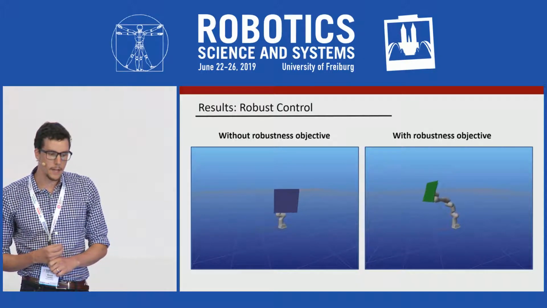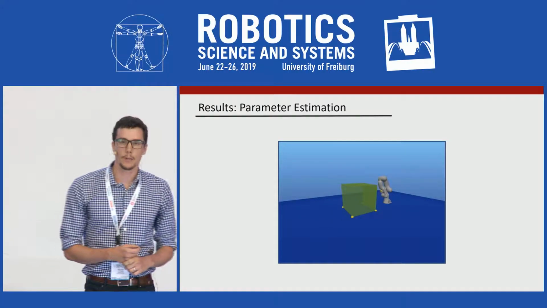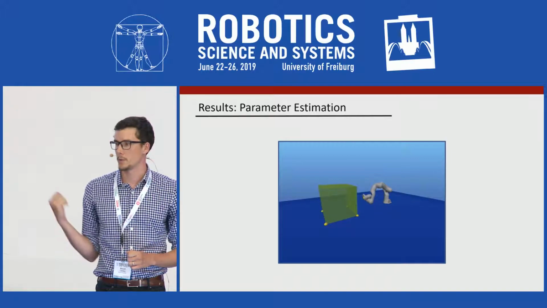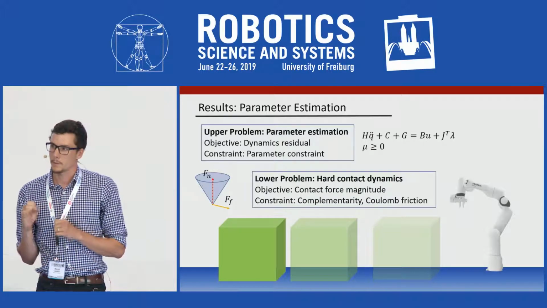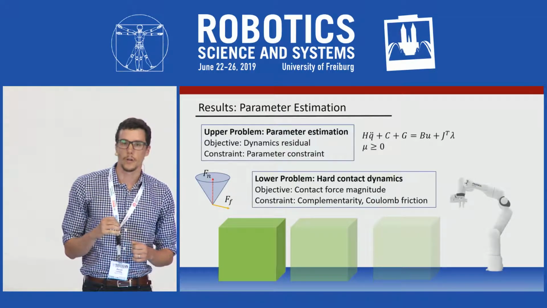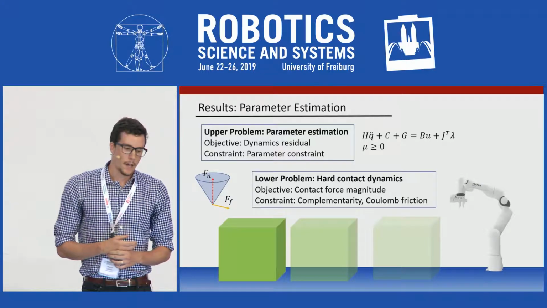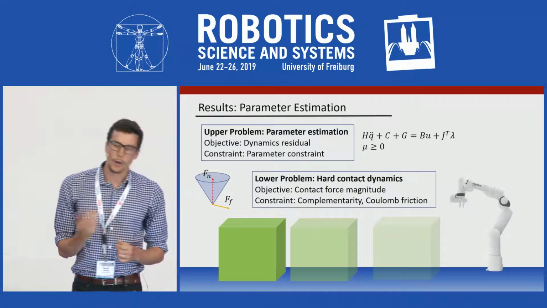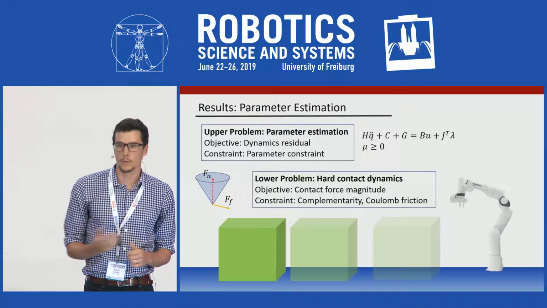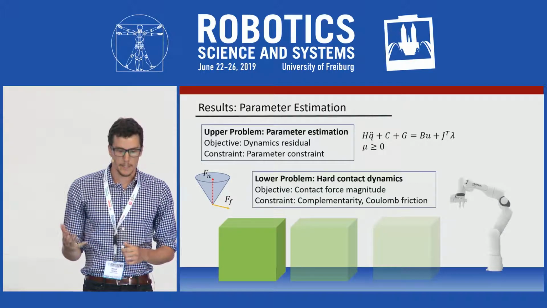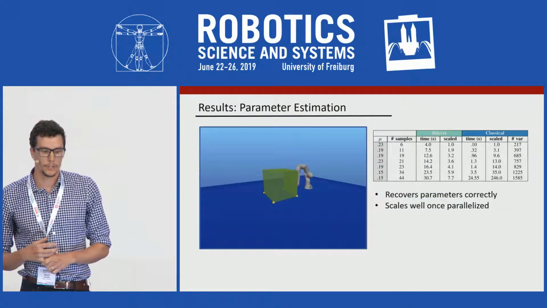We also applied the exact same solution method to a completely different problem. In this case, we're looking at parameter estimation. We want to recover the friction coefficient between this block and the ground after having pushed it. The bilevel structure of that problem is maybe a little less obvious, but it's actually still there. The way we impose it is the upper problem is the dynamics residual from the observed trajectory, with the parameter constraint. Our lower problem is the contact dynamics, which uses the well-known nonlinear complementarity constraint, as well as a Coulomb friction model. With this approach, we can efficiently recover the parameters with a precision that's proportional to the noise that we've induced in the system.